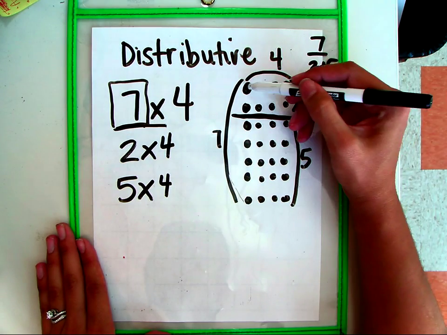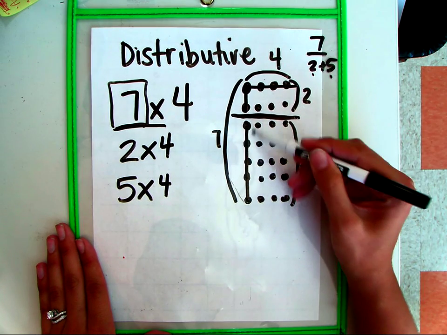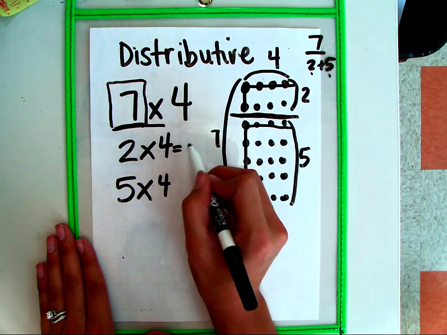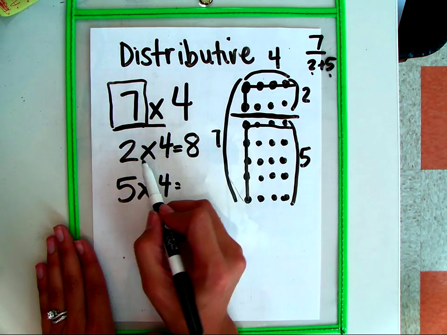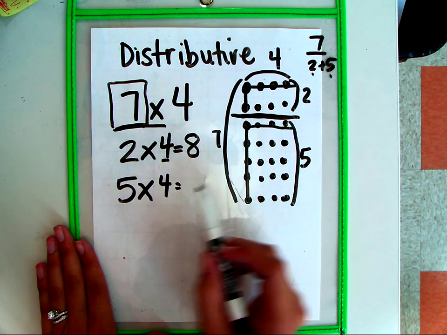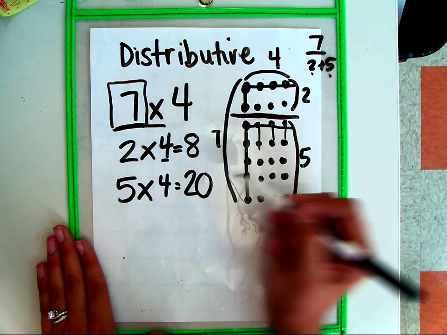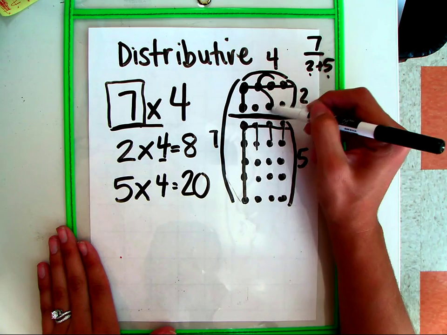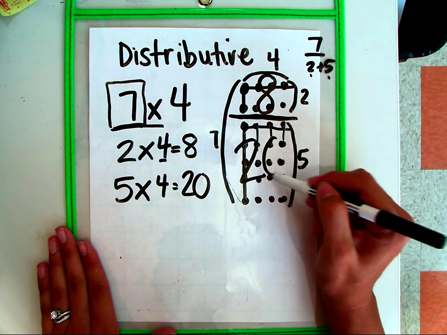I can also see that by counting 2 times 4 and 5 times 4. 2 times 4 is a smaller fact. It's very manageable. Doubles. 4 plus 4 is 8. 5 times 4, I can skip count by 5s, 5, 10, 15, 20. So now I know that the top part of my array is worth 8. The bottom part of my array is worth 20.